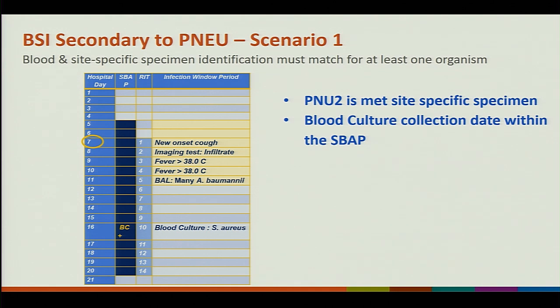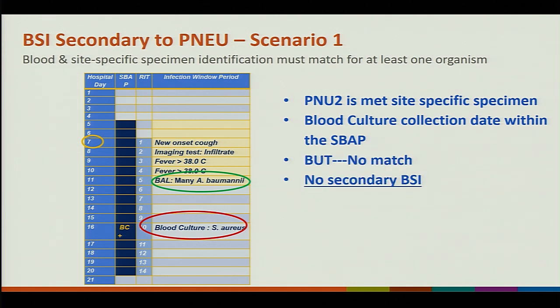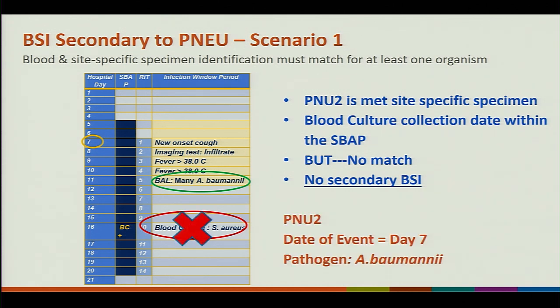Here we have the same scenario. Many Acinetobacter baumannii, PNEU is met. We have a blood culture with Staph aureus. What do you think is going to happen here? Secondary or not? Good. It's not a match. There's not a match to the site-specific specimen with the pathogen in the blood. So the blood in this case cannot be secondary. You would just be reporting the pathogen Acinetobacter baumannii.